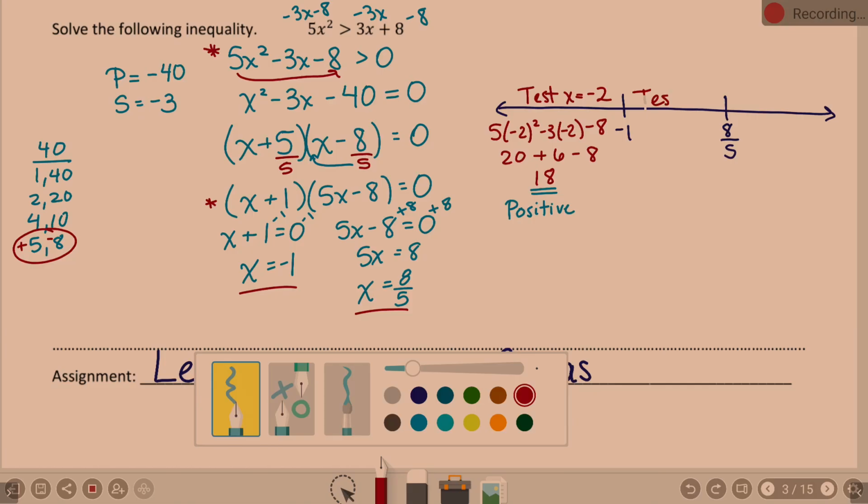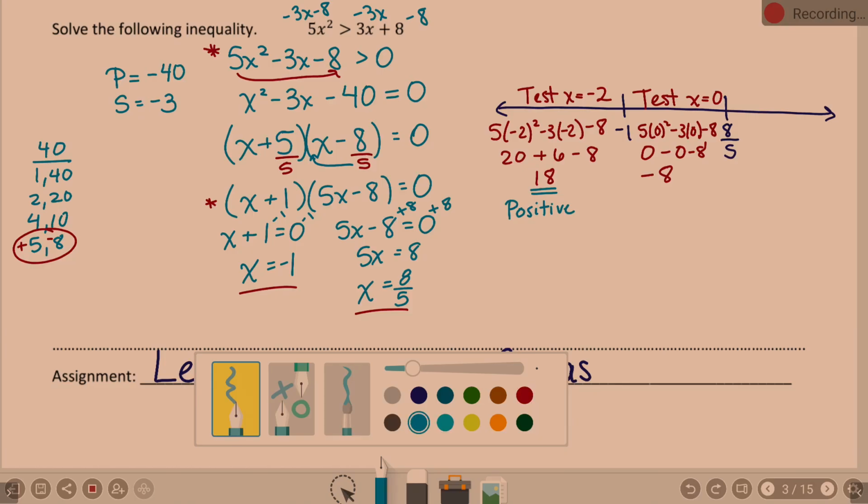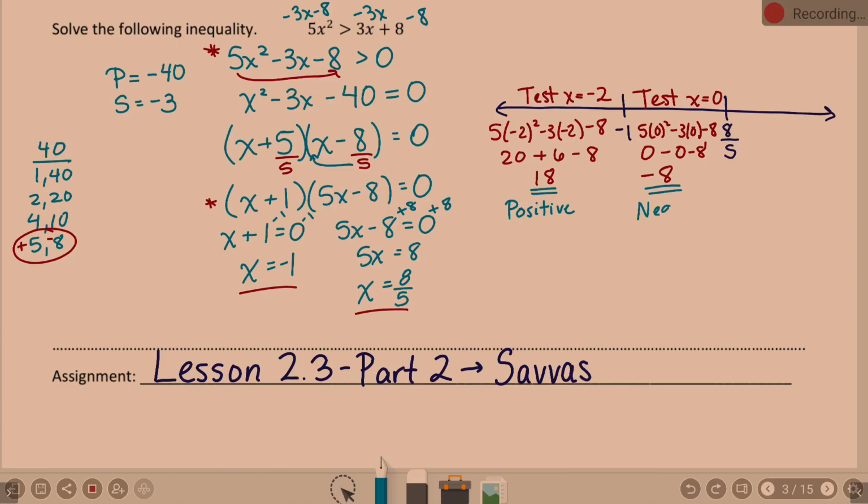Okay. What do you want to use between -1 and 8/5? I'm going to use 0. Okay. If you'd rather use, you could use 1. So what are we doing? 5 times 0 squared minus 3 times 0 minus 8. So 0 minus 8 is -8. And what do we know about -8? It's just that. It's negative. Okay. This is a parabola.